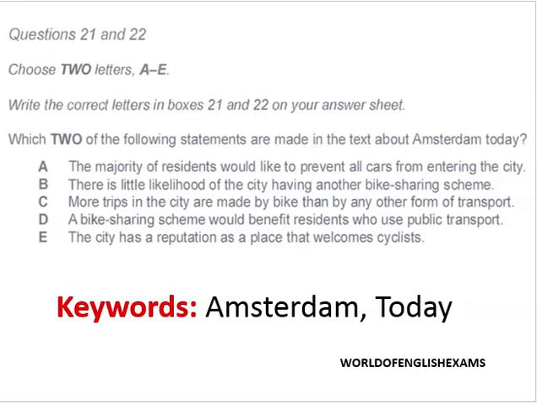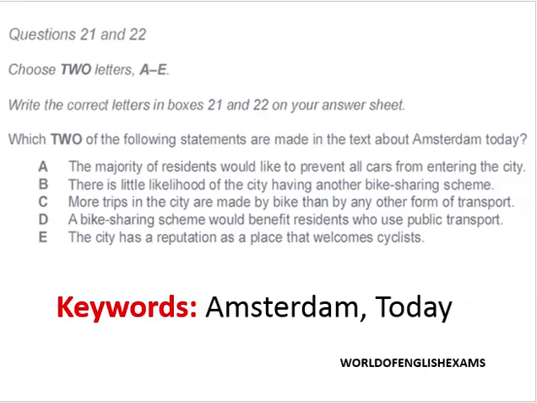The majority of the residents would like to prevent cars from entering the city. No. So in the 60s it was like that, but now it's not like that. So if you don't underline the word today as the keyword, this is the harm. Then there is a little likelihood of the city having another bike sharing scheme. No, nothing about that, but he's hopeful. But nowhere do we read that there is a likelihood for another bike sharing scheme. More trips in the city are made by bike than any other form of transport. Did we compare bike transport with any other forms of transport? Clearly no. So the first three options are eliminated straight away. So the last two must be the correct options, but let's see.